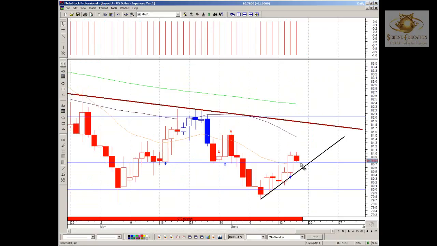But as long as price can stay above at least the 80.75 or 80.80, then what we're seeing is just a consolidation after a lot of momentum to the upside, and then we could see a continuation in the direction that it's going to over the next couple of days.